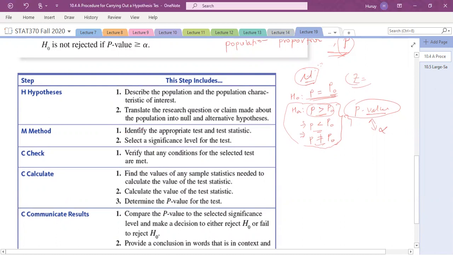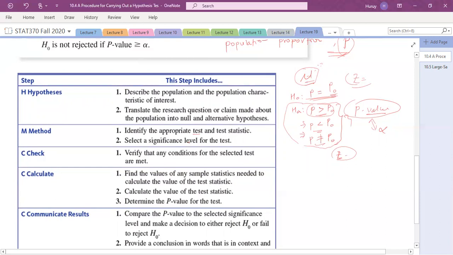Once we write our null and alternative hypotheses, then what we need to do is identify the appropriate test statistic and the appropriate test. Again, we haven't learned that many test statistics and that many tests. So far, we have only one. That's the z test statistic and z test for proportion. Okay, that's what we know. But since there are other ones that we will be learning, we should not jump this step.